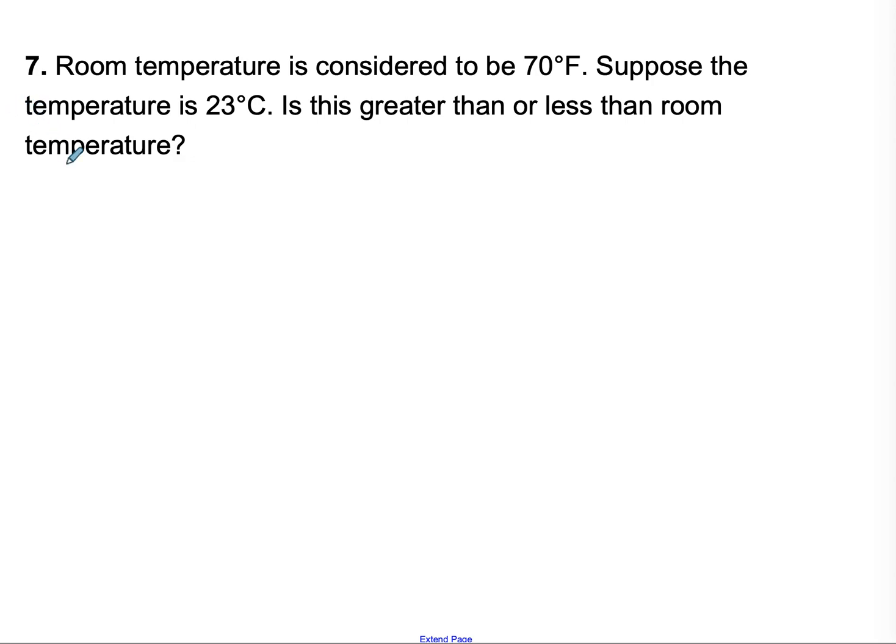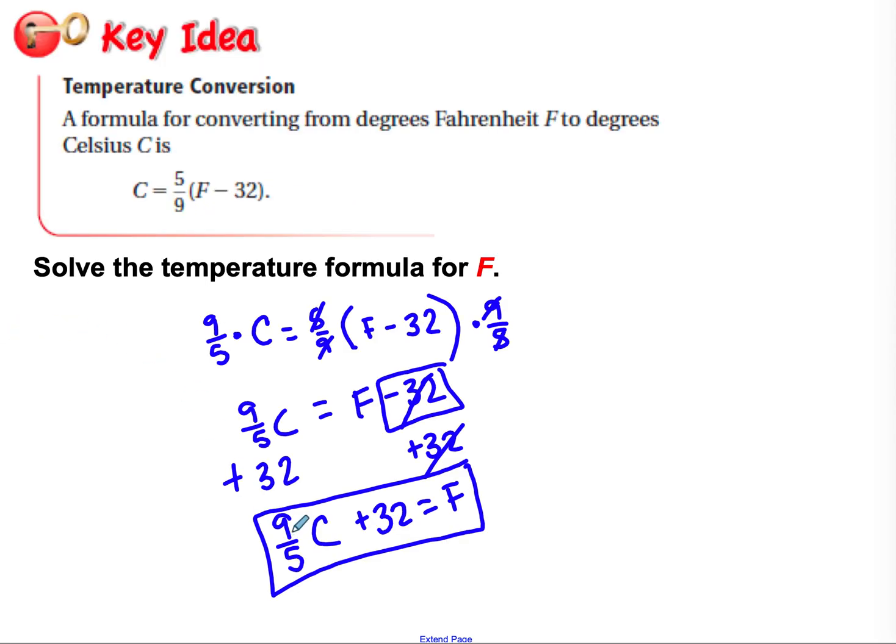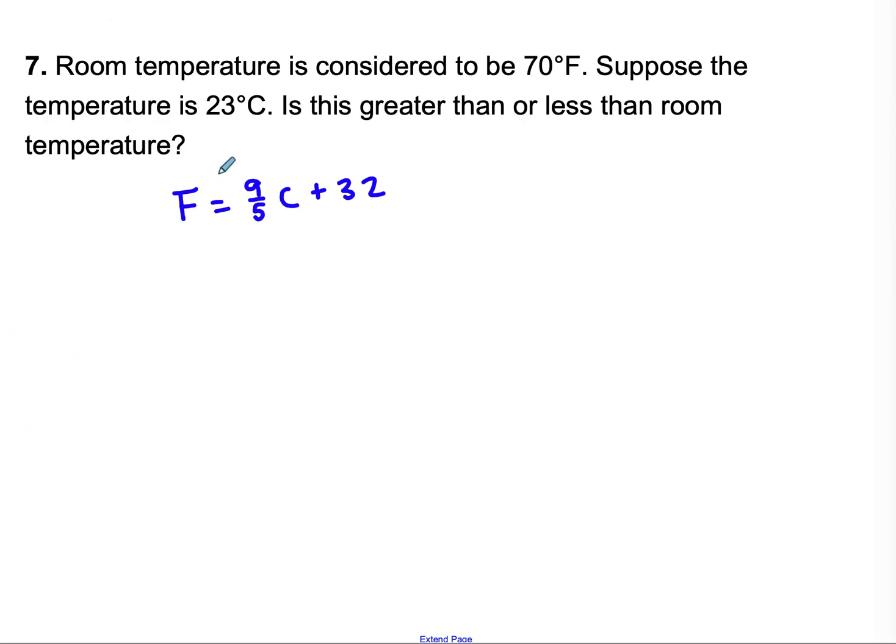Okay, let's check our answer. So we're going to use the same formula we did in the last problem. Fahrenheit equals 9/5 C plus 32. Let's double check that formula. Yep, 9/5 C plus 32. Okay, so I'm going to take my Celsius temperature and put it in for Celsius here. So F equals 9/5 times 23 over 1 plus 32. This time I can't cross cancel anything, so I'm going to have to multiply straight across.